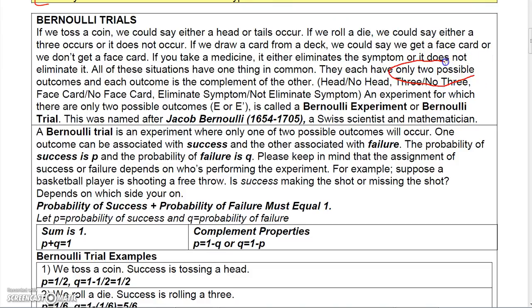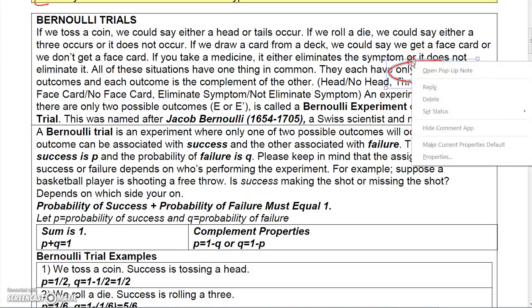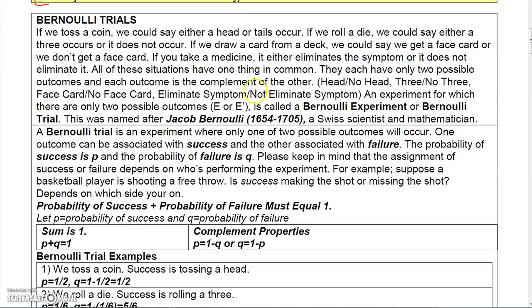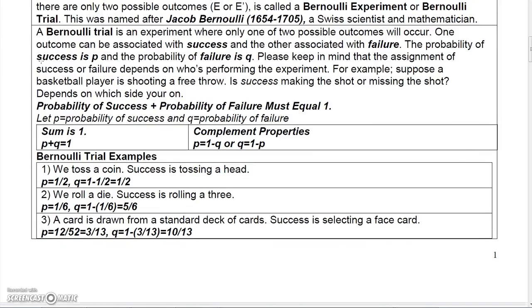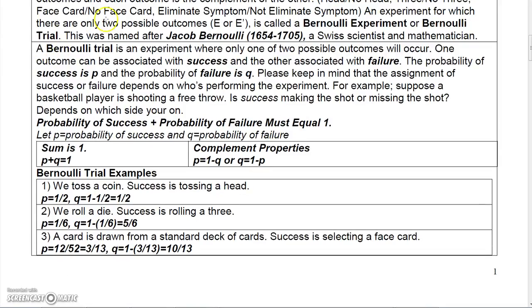So anytime you're performing an experiment where there are only two possible outcomes, then we more than likely can refer to that as a Bernoulli trial. So for those, you either get a head or no head, a 3 or no 3, a face card or no face card, or eliminate the symptom or don't eliminate the symptom. So these are called Bernoulli trials. They're named for a man named Jacob Bernoulli.